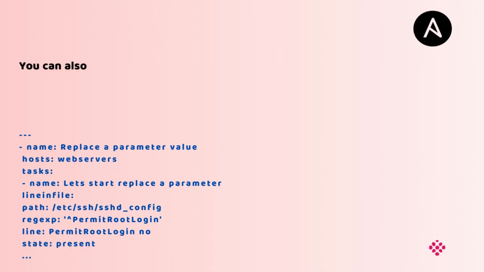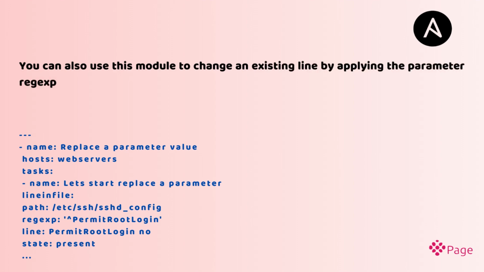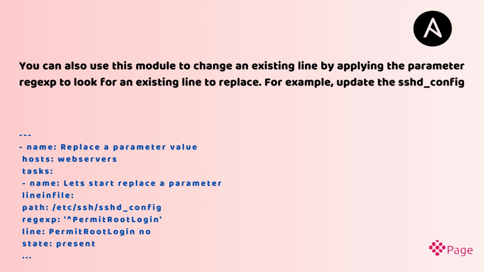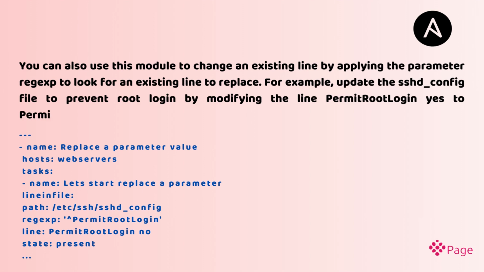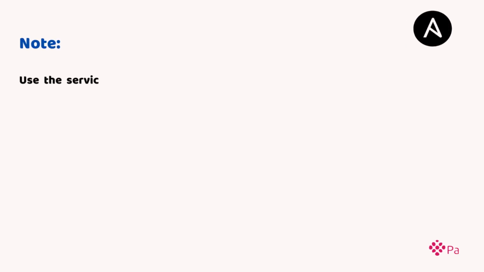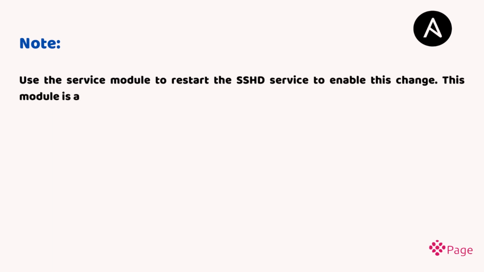You can also use this module to change an existing line by applying the parameter regexp to look for an existing line to replace. For example, update the sshd_config file to prevent root login by modifying the line PermitRootLogin yes to PermitRootLogin no. Note: use the service module to restart the sshd service to enable this change.